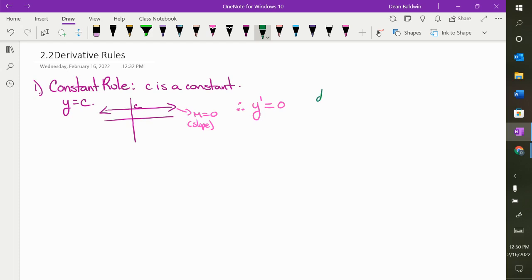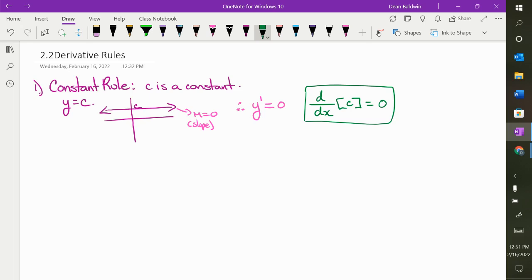We can say d/dx of c. This is how you write it. So this reads as the derivative of c. This means with respect to x. You'll see later on, this will become important, okay? All right, equals 0. That is your first rule.